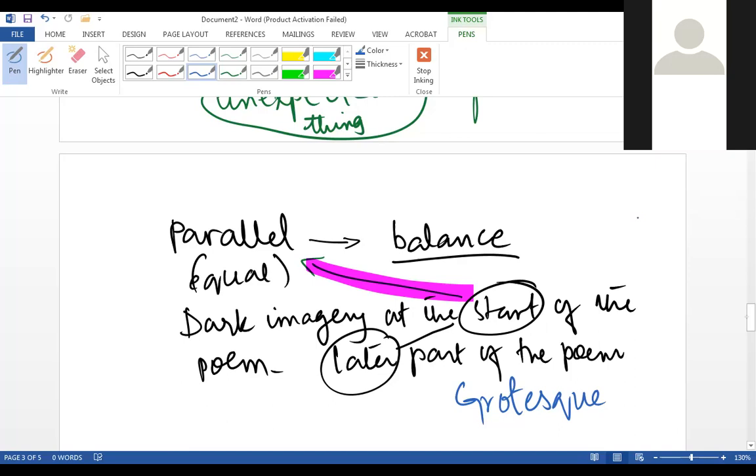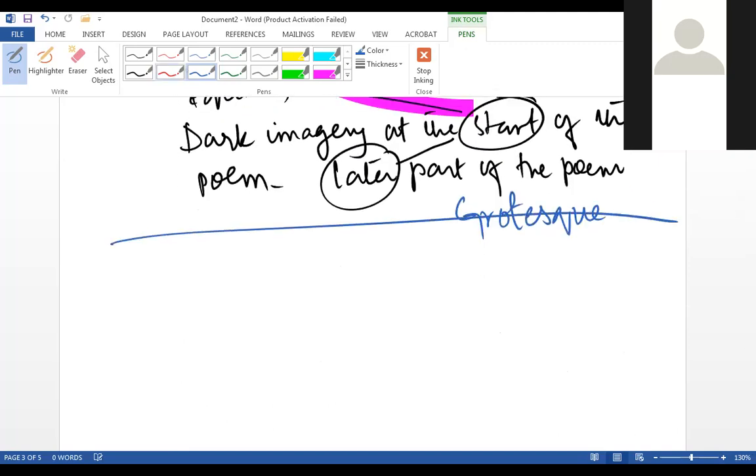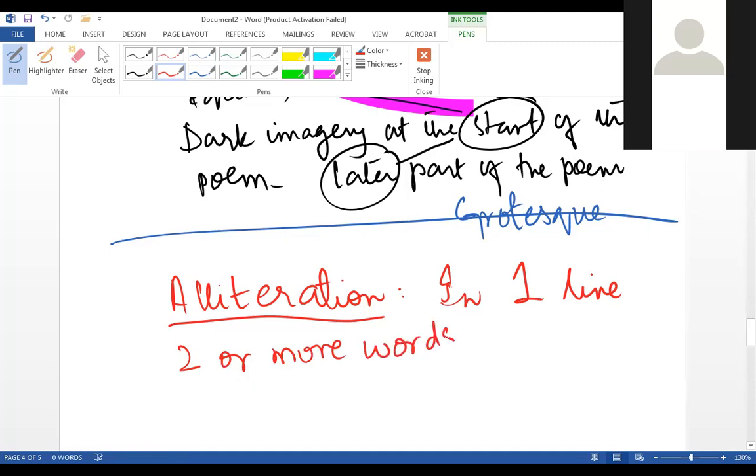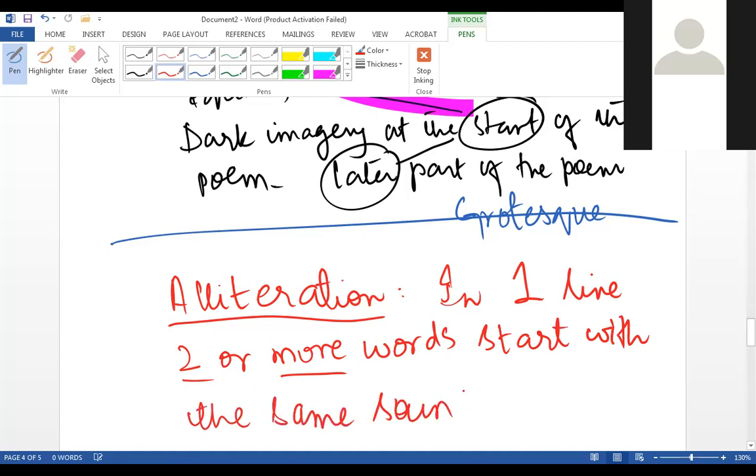What do we mean by this term, which is called alliteration? What is an alliteration? In one line or a sentence, two or more words start with the same sound. This will be known as alliteration.